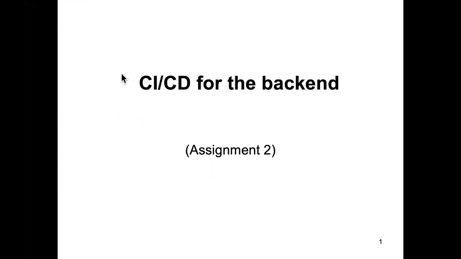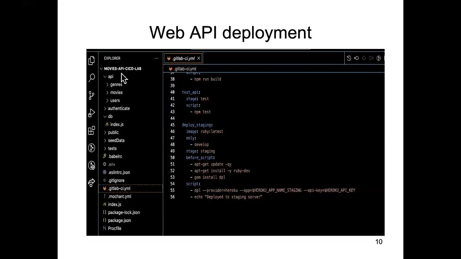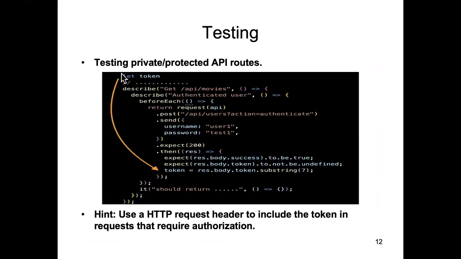Now, there's just one item on this set of slides that I didn't cover in the official lecture, and I want to go back to it because it's relevant to the assignment. If we fast forward through this set of slides right to the end, I had one on testing protected or private routes. In other words, a route which requires the user to be authenticated before they can send requests to it.